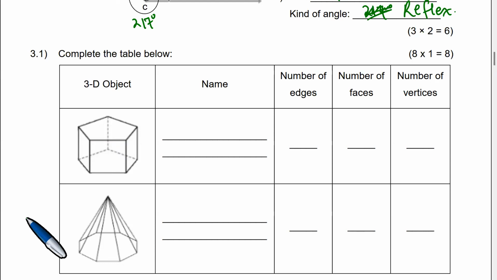So is it a pentagon? It is called a, because it is 1, 2, 3, 4, 5. The top and the bottom have 5 vertices. So it is called a pentagonal prism.